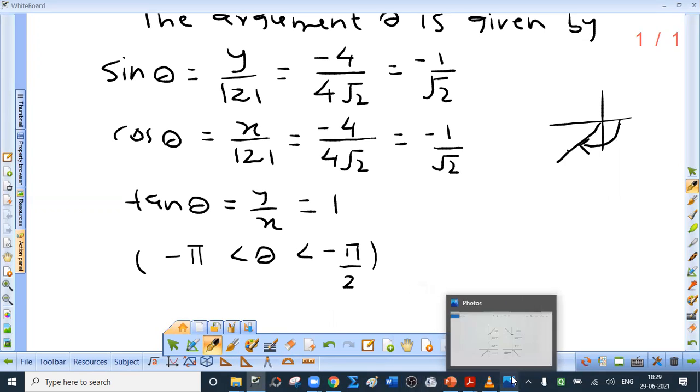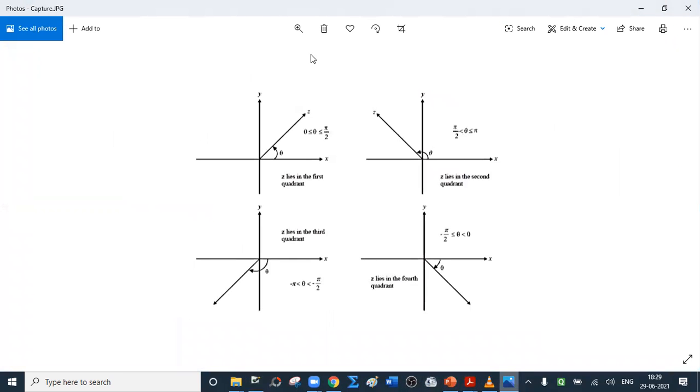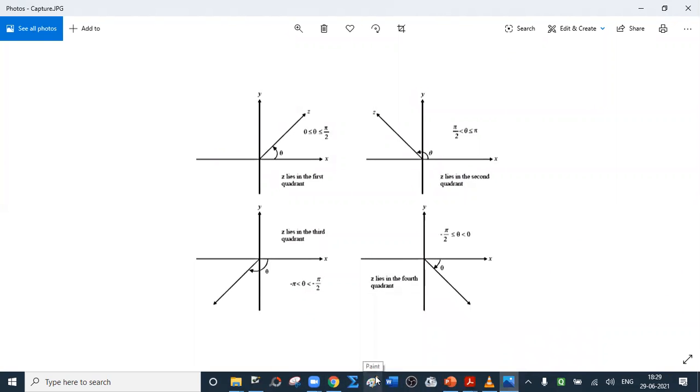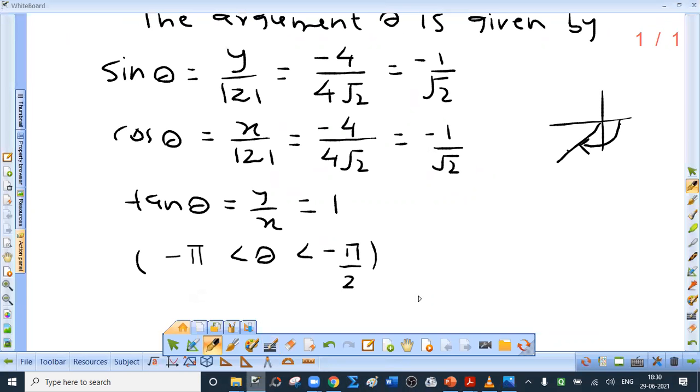I will show you this diagram once again. In the first quadrant, 0 to pi by 2; second quadrant, pi by 2 to pi; third quadrant, as in this case, minus pi to minus pi by 2; and fourth quadrant, minus pi by 2 to 0. Okay. Yes. So this is about sum number 5.